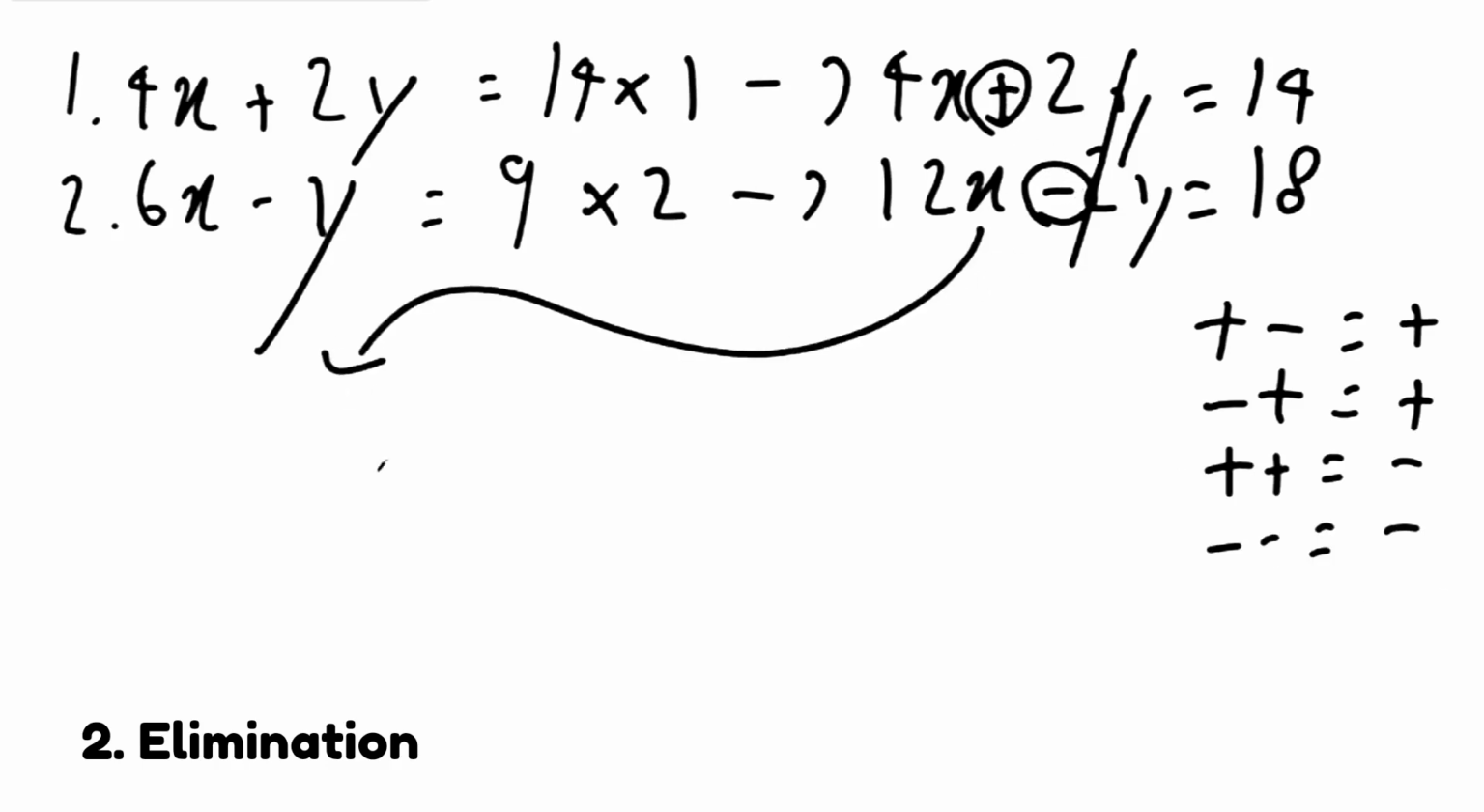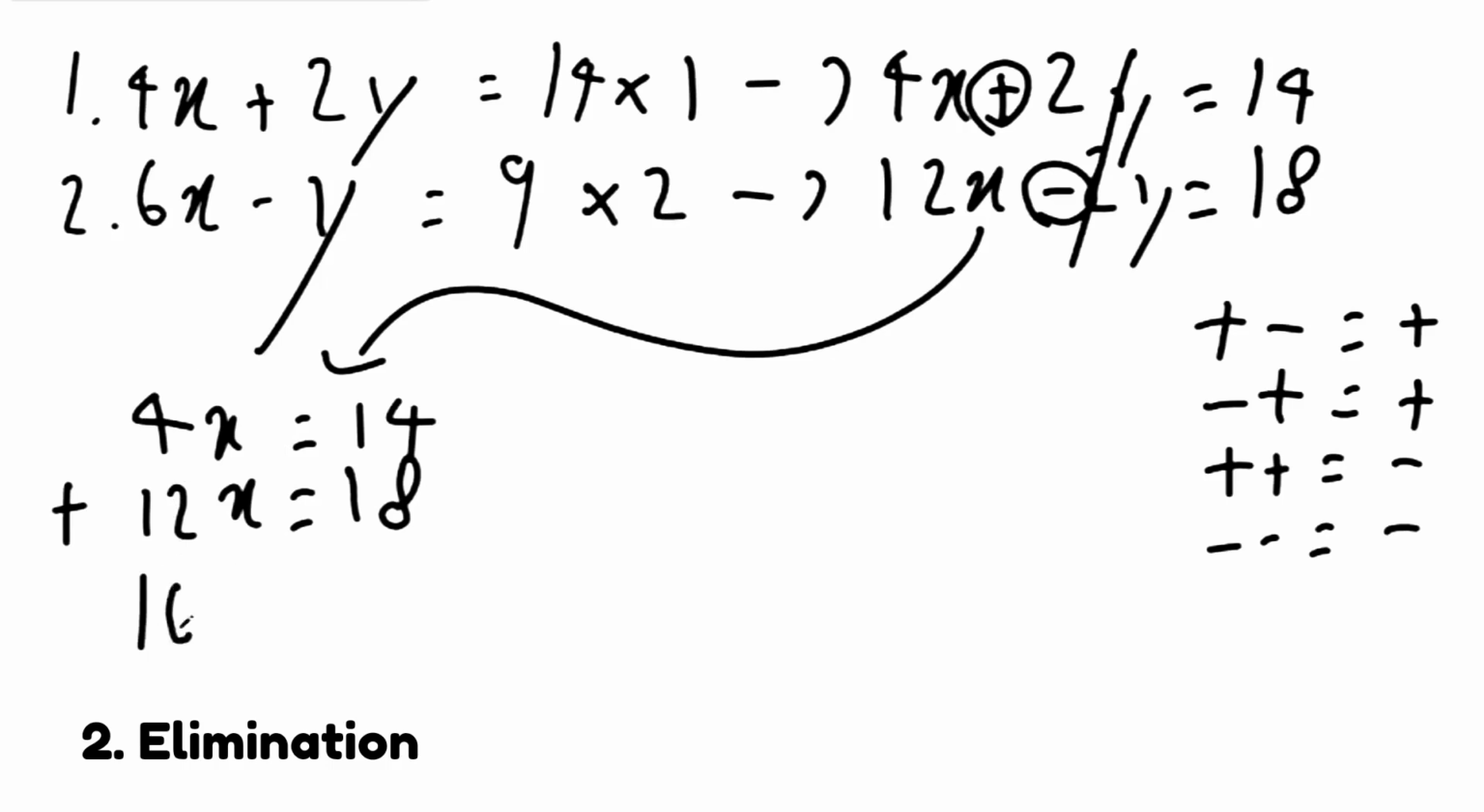So I'm going to rewrite it here as 4x equals 14 and 12x equals 18, and I'm going to add the coefficients and constants. So 12 plus 4 is 16x, and 14 plus 18 is 32. And then x is 32 divided by 16, which is x equals 2. So I'm going to write that in the corner.